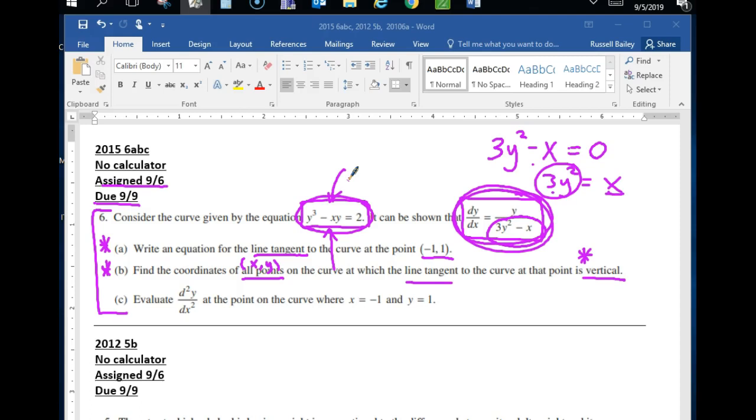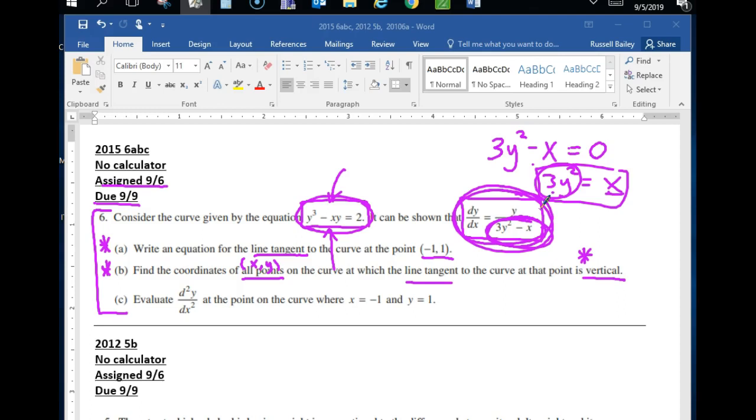So that's a little bit of a weird question, but just remember, vertical tangent lines means undefined slope, means the denominator of your derivative equals 0. In which case we get this and we can do substitution to find the point where that occurs. So there's your map for how to do that problem, and I'll leave the rest up to you.